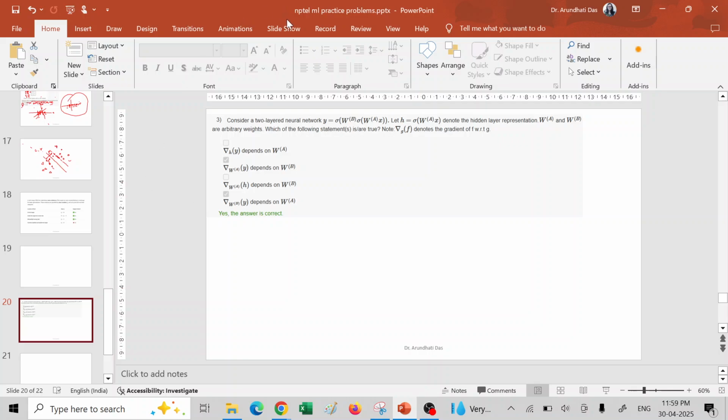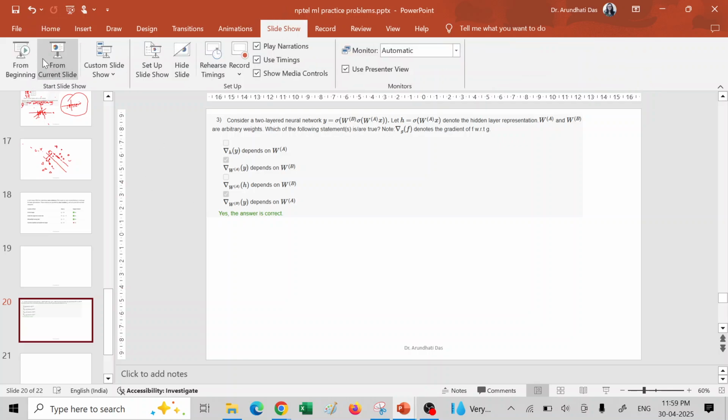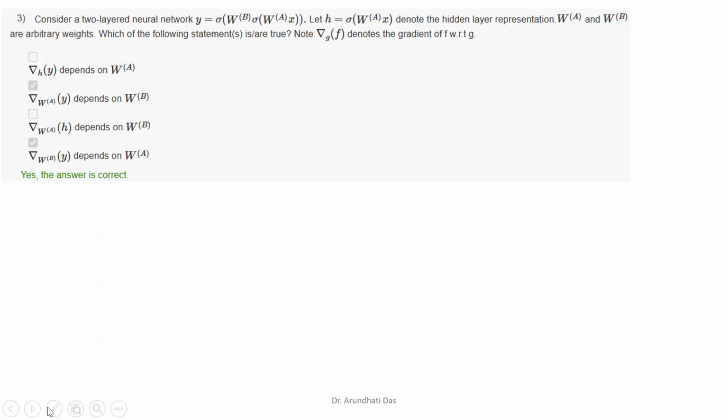Let us see what the question is regarding. So consider a two-layered neural network. The output is y, which is obtained by applying the sigma. The sigma generally is an activation function, and that activation function is called the sigmoid activation function.